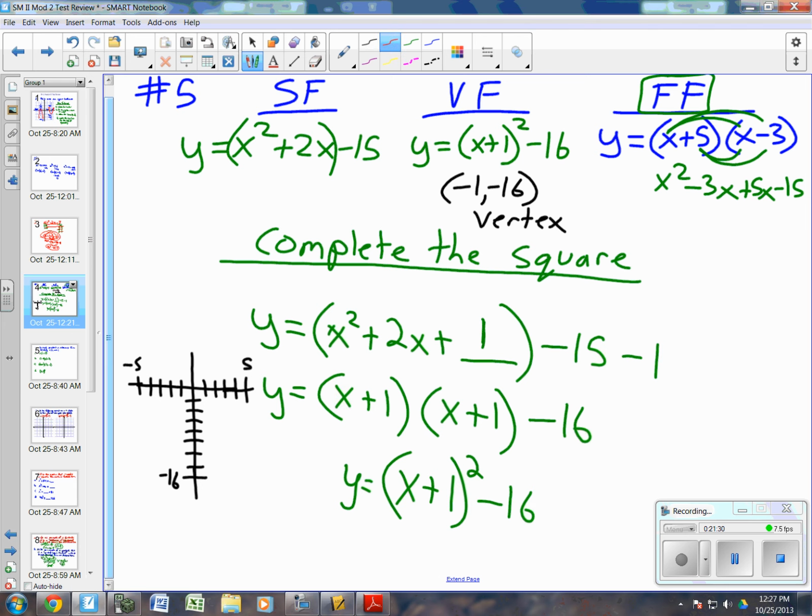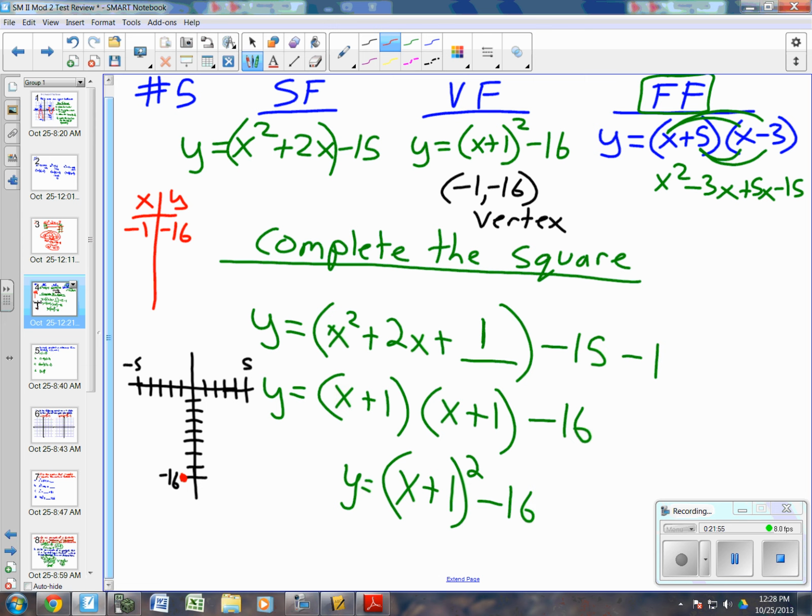I'm going to use a different color. That would be this point right here. Okay, so there's 1 point on my graph. And if I was making an XY table, negative 1, negative 16 would be my first point. What is another point? I actually can get a couple different points using all my different forms.